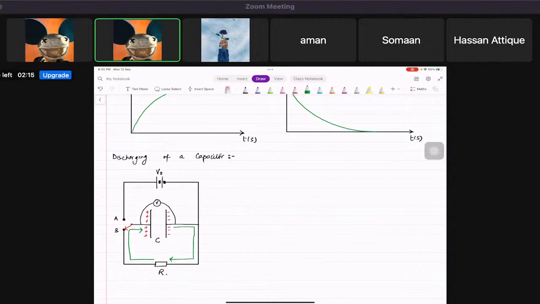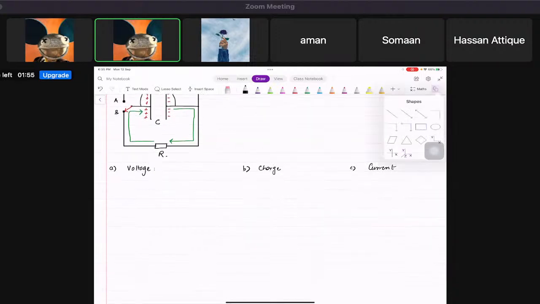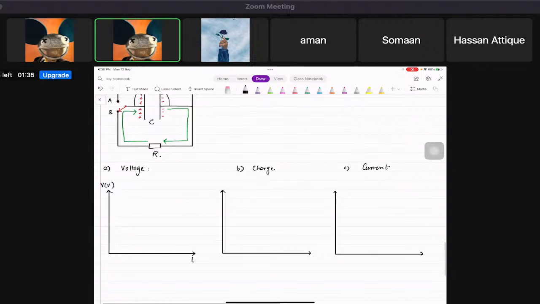Now, what you guys need to do is basically draw the discharging curves. For the first one, we have the voltage curve, then we'll draw the charge curve, and then we're going to draw the current curve. Okay, so for the voltage one, let me just draw all of them in one go, because now you guys understand what is really happening. So this is voltage versus time, this is charge versus time, and this is current versus time.